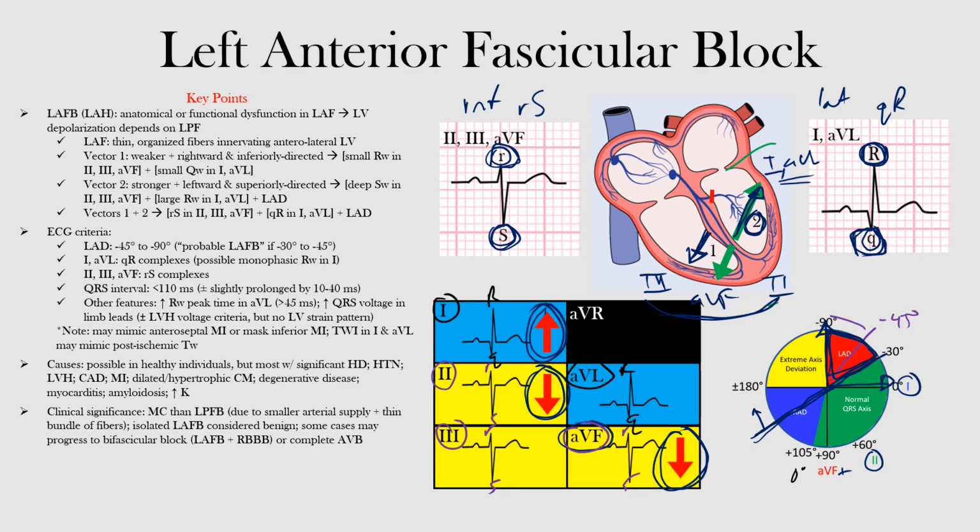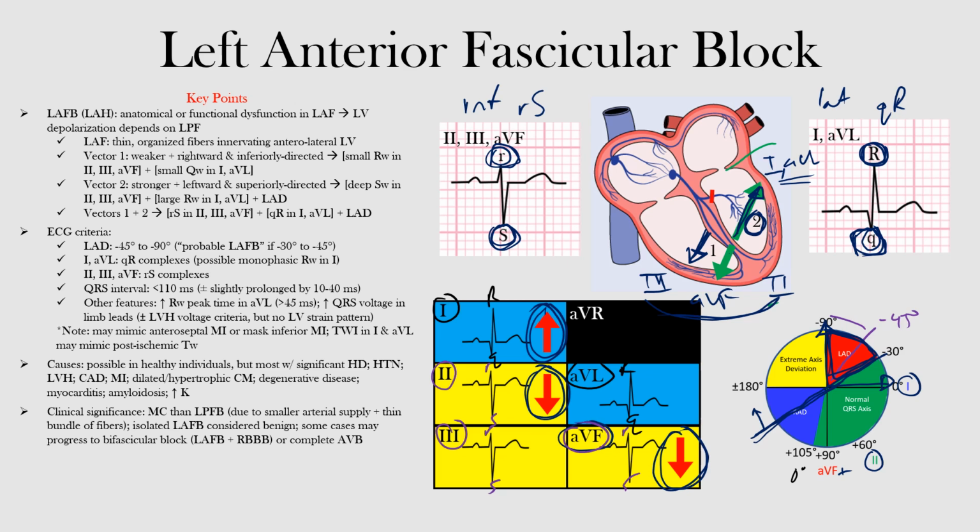Okay, just a few other points. The QRS interval is generally normal, but may be slightly prolonged by 10 to 40 milliseconds from that conduction delay of the left anterior fascicle. The R wave peak time, which we call the intrinsicoid deflection, may also be increased in lead AVL, that lateral lead. The QRS voltage in the limb leads may meet the left ventricular voltage criteria, but you generally won't see the associated strain pattern.